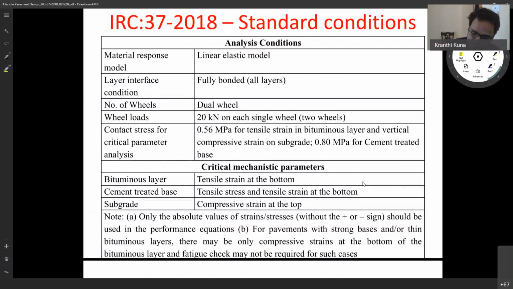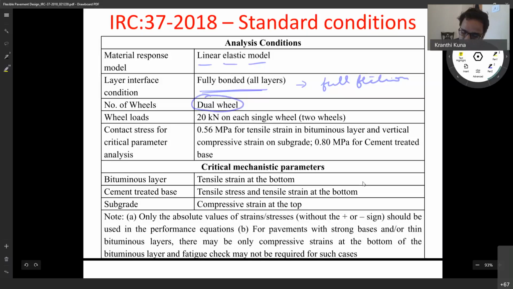So this is summarizing what we have discussed so far in terms of IRC 37. Material response model, we said we use a linear elastic model. Layer interfaces, fully bound. All layer interfaces we consider as fully bound, that is, full friction is developed at the interface of 2 layers. The analysis we run is a dual wheel.